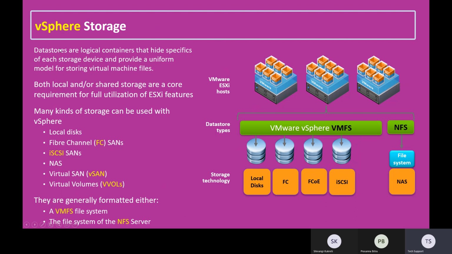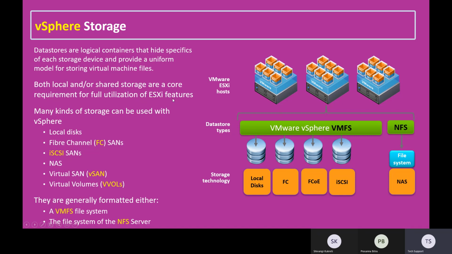Try to understand the points one by one. Datastores are logical containers that hide specifics of each storage device and provide a uniform model for storing the virtual machine files. So here it is mainly for storing the virtual machine files. Can you tell me what is a virtual machine disk file? What is the extension for a virtual machine disk file? VMDK. It's a VMDK.